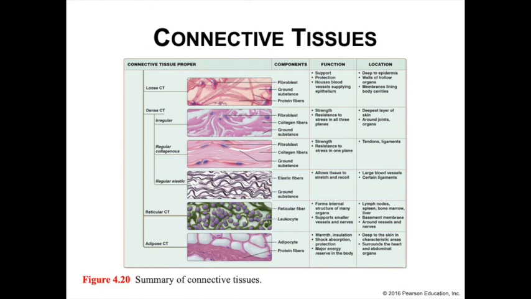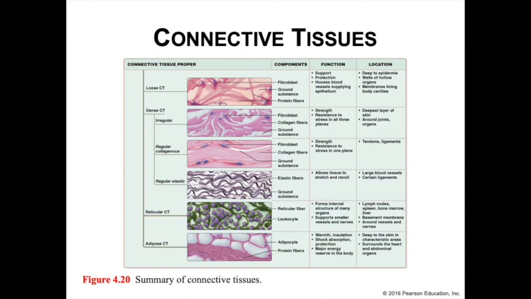Then we have dense connective tissue. This can be irregular, it can be regular, or elastic. Irregular dense connective tissue, when we look at the skin, we're going to find some of this in the skin. We're also going to find it around joints. When we look at regular dense tissue, this is going to be our tendons and ligaments. Elastic, we find a lot of elastic dense tissue in blood vessels; that is the main place where we're going to find it. Then if we go down a little further, we have reticular connective tissue.